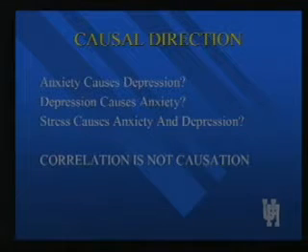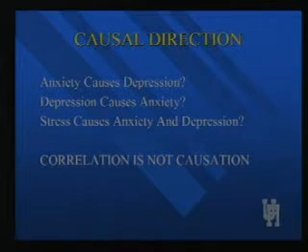And again, the major point here is that if we found that anxiety and depression were related, we wouldn't know whether anxiety causes depression, depression causes anxiety, or some third variable like stress causes both anxiety and depression. Correlation is not causation. This is a logical error that you often see made. If one variable is related to another, people assume that they can conclude that one thing causes the other.